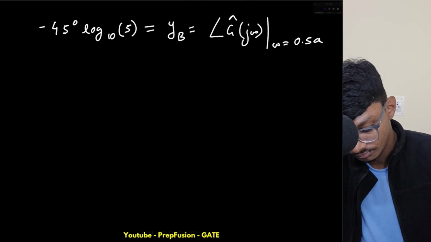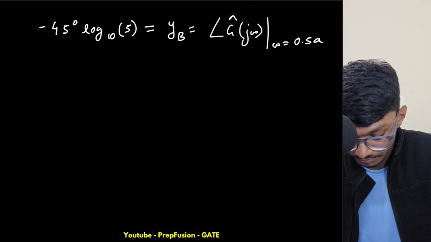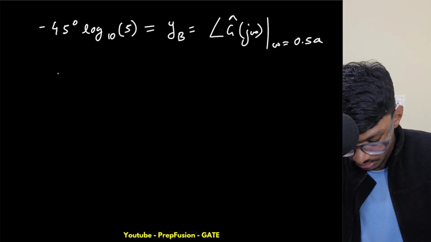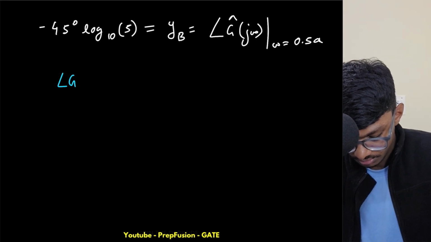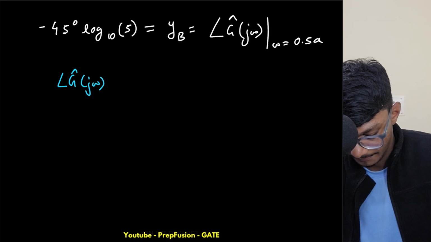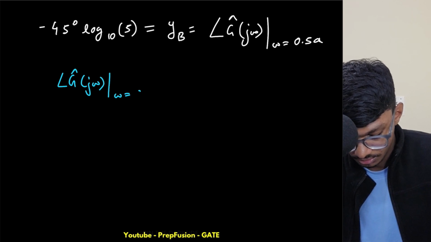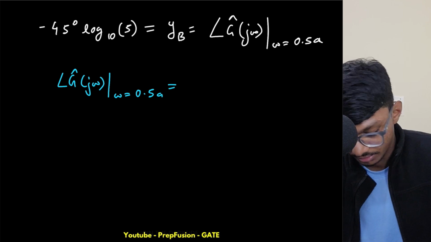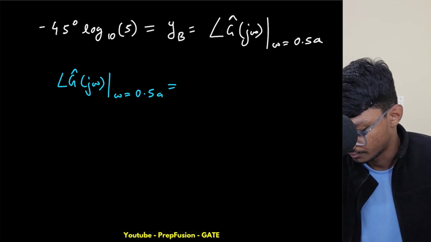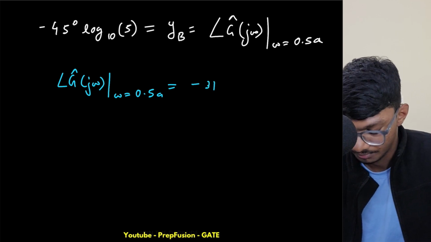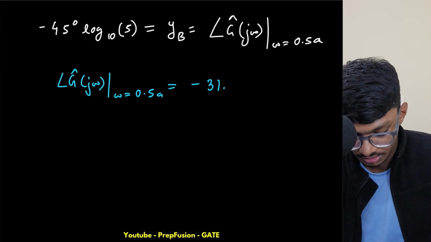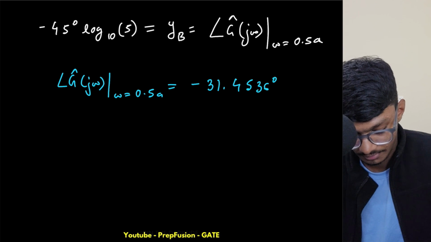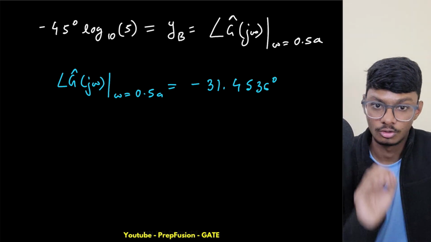Okay, so basically what is happening over here? So basically my angle of G of J omega at omega equals 0.5 A equals, like, what is log 5? Log 5 is 0.69 times minus 45, simply equals to minus 31. Okay, pretty close, but still there is some error. Minus 31.4536 degrees. Okay, so this is my log 5 basically.